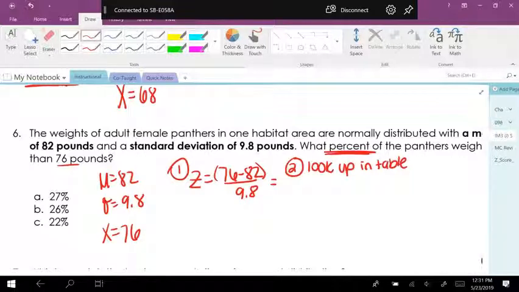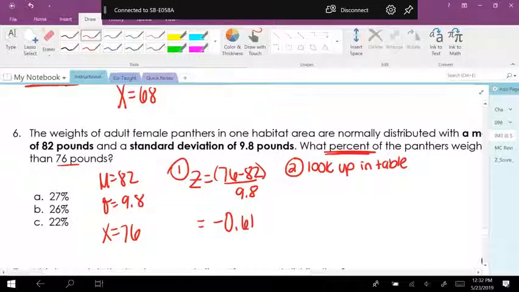So what do you get when you find your z-score in your calculator? Very good. Remember, you always want 3 numbers.